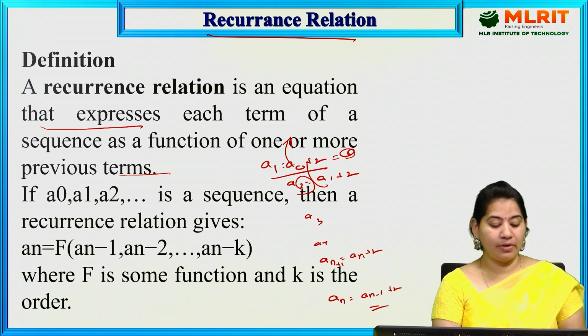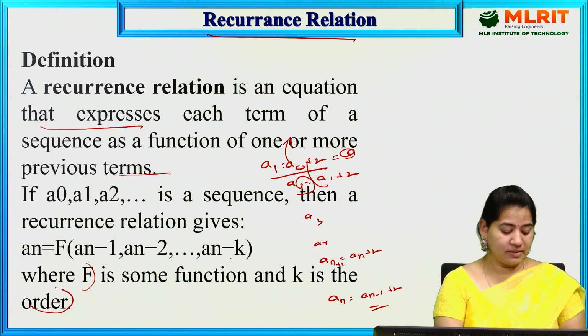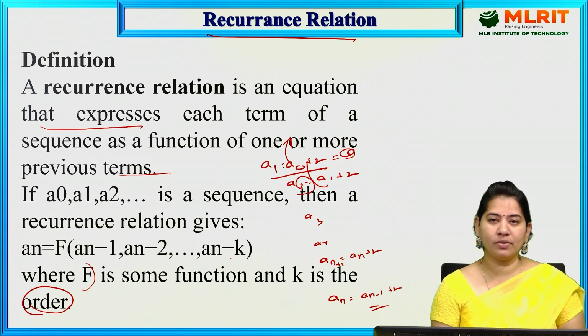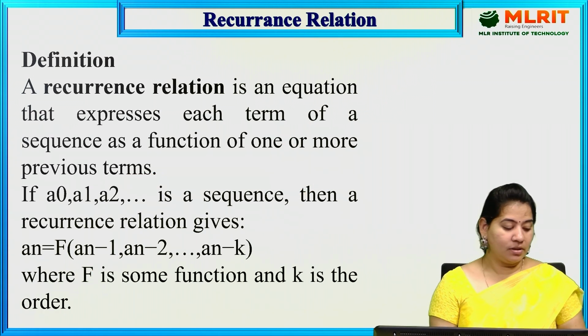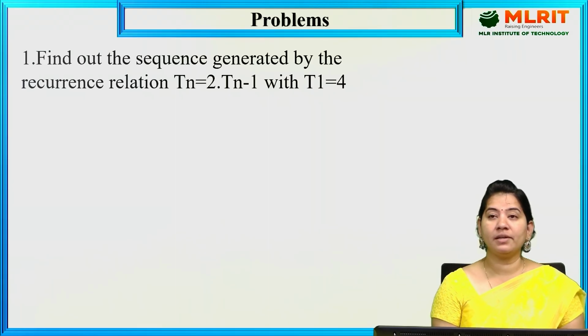Suppose we have A0, A1, A2 as a sequence. Then the recurrence relation gives An equal to F of A(n-1), A(n-2), and so on up to A(n-k). Here F is just some function, and k is the order. The order tells us whether it is first order, second order, or third order based upon the values. That is the recurrence relation, and we have a few problems based upon it, so let us solve them.